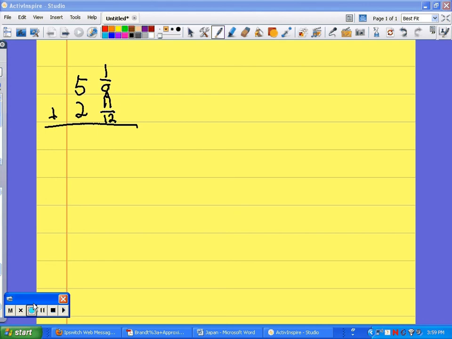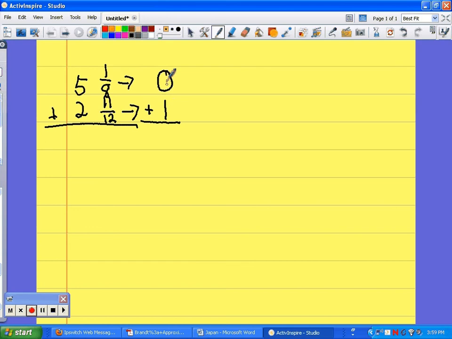The last part of the test is going to be estimating the sum or difference, and to do that we look at the fraction and we decide if it's closer to 0, 1/2, or to 1. So 1/8 is closer to 0, and 11/12 is closer to 1. So now we're going to add up the rounded fractions, the estimated fractions, to 1. 5 plus 2 is 7. Then we add those two together. So the estimation for that problem is approximately 8.